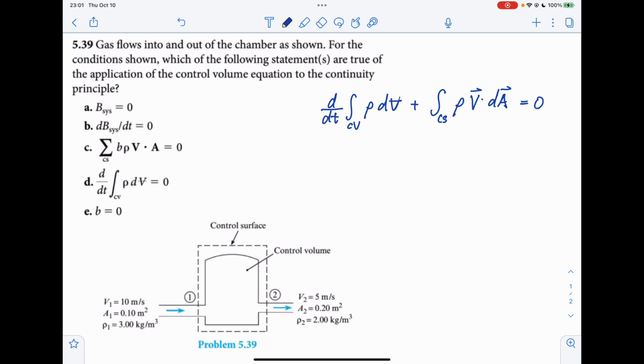So when we look at this problem for part A, it says B system equals 0, but we do have gas here, so it's not equal to 0. The uppercase B system represents the generic property of the thing here. Similarly, lowercase b, which is an intensive property, should be B system divided by the mass, which is also not 0. So selections A and E are both incorrect. And now we look at B. Because we have the continuity equation, B is correct.